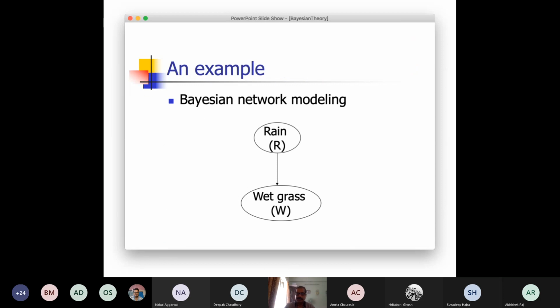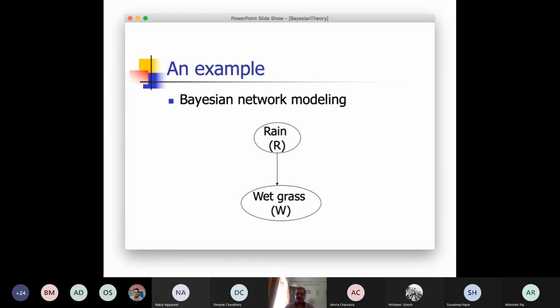So let me take an example to illustrate that fact. Say consider a simple Bayesian network like the previous one. Instead of X, I'm replacing it by a variable called rain. It's a Boolean variable. It means whether it rains or not. So if R is true, that means it has rained, and if R is false, it did not rain. The other variable is called wet grass, W. So wet grass is whether the grass is wet or not. Once again, it's a Boolean variable, right?